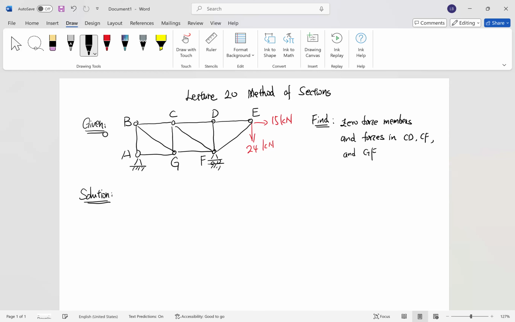Note first that the problem is asking us to identify zero force members. To identify zero force members, of course, we need to draw the free body diagram of the entire structure. It is also necessary when you are supposed to find the support forces.